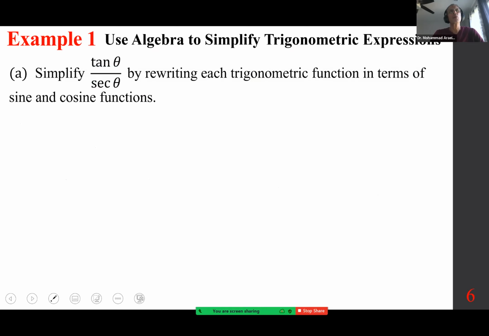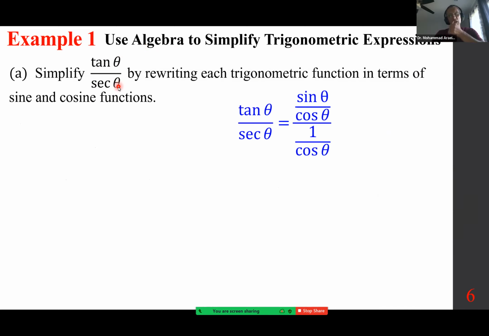For example, we want to simplify the expression tan theta over secant theta. So we are going to rewrite it in terms of sine and cosine. Most of the time, that's the way it works. We know tangent is sine over cosine, and secant is 1 over cosine. So you're dealing with a complex fraction. The denominators are identical. You can drop them. So you get sine theta over 1, or simply sine theta.